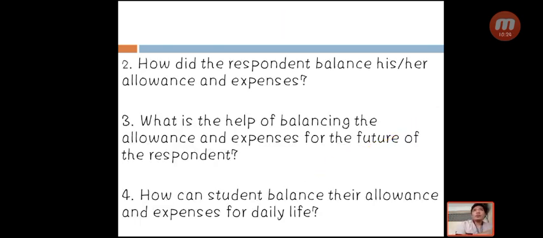So, by next week, proceed po tayo with another part of thesis. And then, you can now proceed on doing the introduction and statement of the problem.